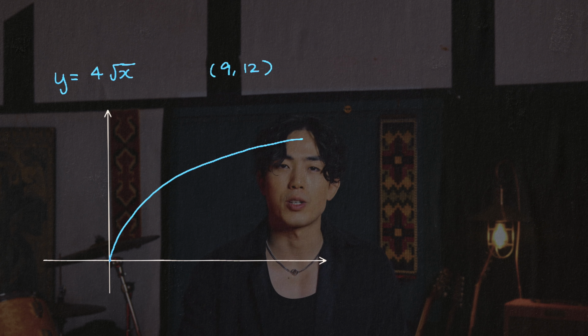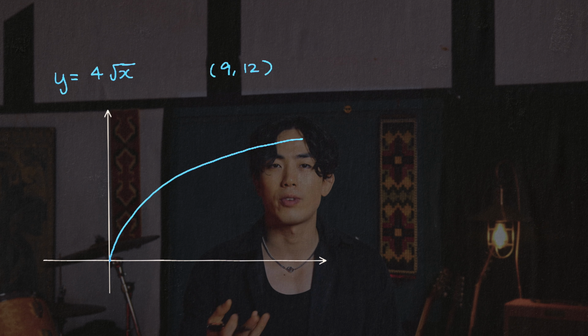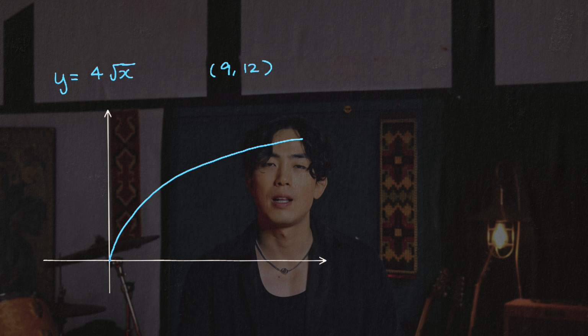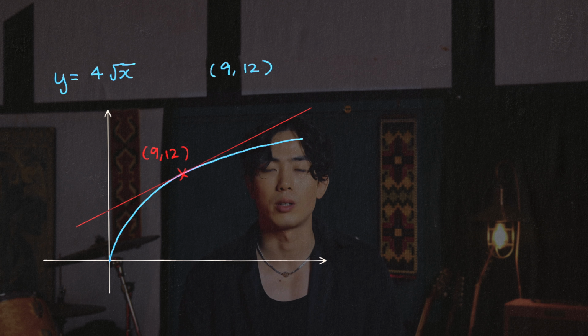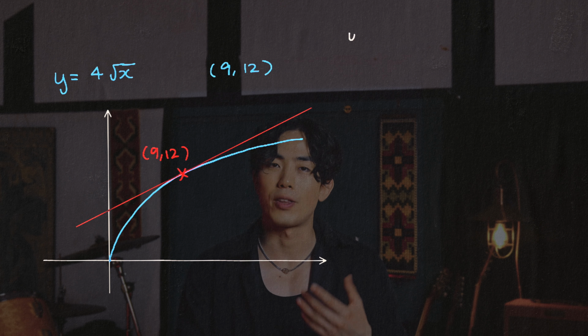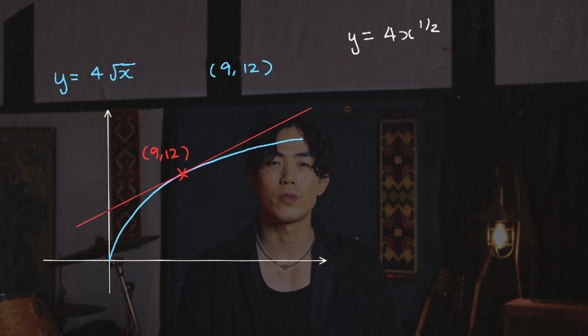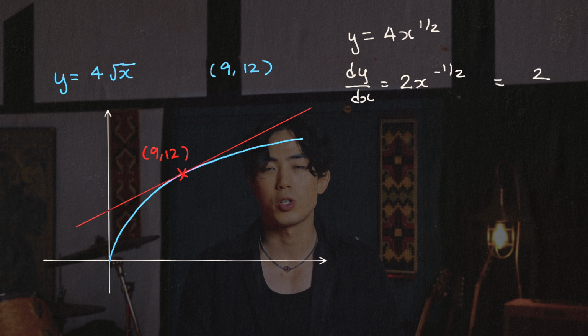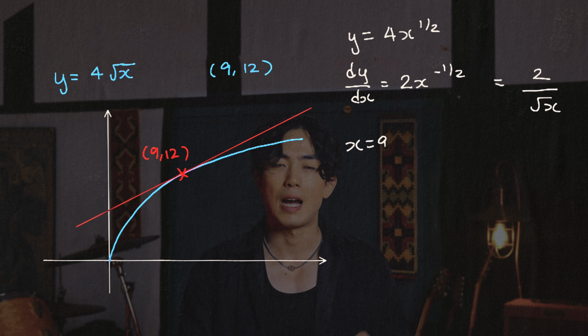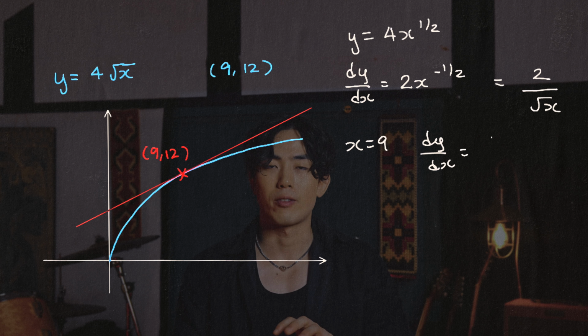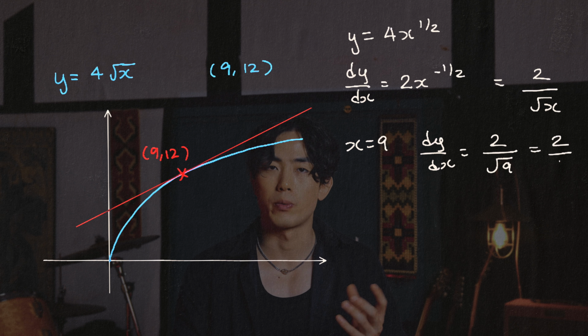Let's say I have the equation y is 4 root x, and I want to find the line equation of the tangent at the point 9, 12. First things first, I need to find the gradient, so let's differentiate it. dy by dx will be equal to 2x to the power of minus half, which is just 2 over root x. Now plug in my x value, which was 9, so it'll be 2 over root 9, 2 over 3.